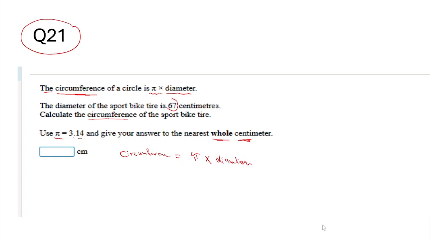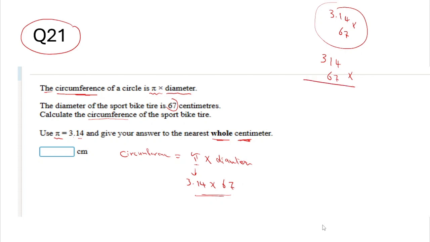Pi will be 3.14 and the diameter will be 67. So let's do this calculation. I have 3.14 multiplied by 67. To do the multiplication here, we remove this decimal point, so it will be 314 multiplied by 67. So let's do the multiplication.